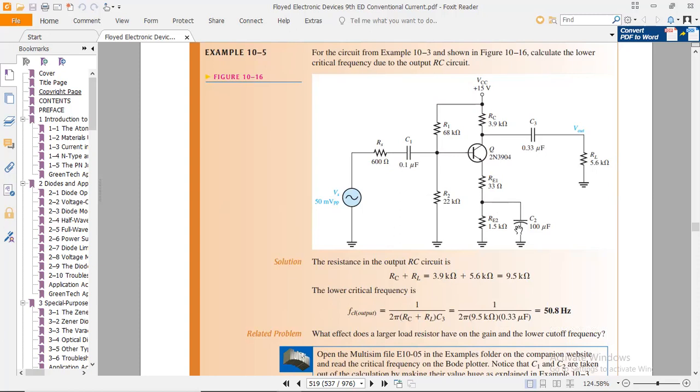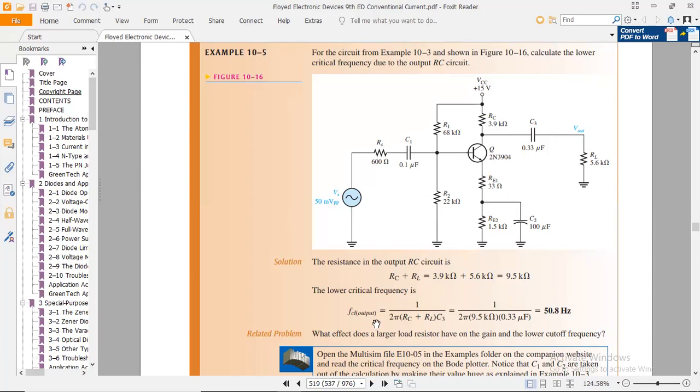in which you want to find the cutoff frequency. So starting with the numerical solution, the resistance in the output RC circuit is RC plus RL, equal to 3.9 kilo ohm plus 6.5 kilo ohm. These are the two resistances, collector resistance and load resistance, which are in series, so we add these two resistances and we get the value 9.5 kilo ohm.